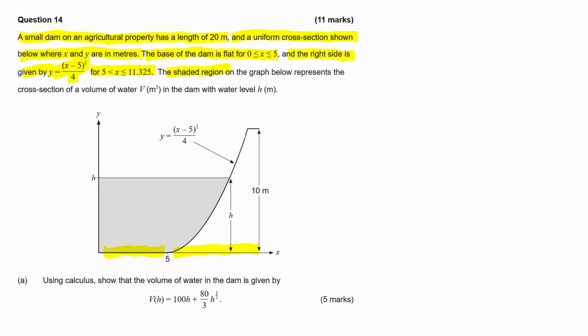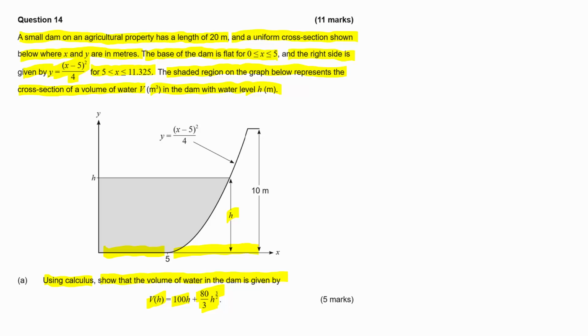The shaded region on the graph below represents the cross-section of a volume of water in the dam with a water level of h. Using calculus, show that the volume of water in the dam is given by V of h is 100h plus 80 over 3, h to the power 3 over 2.